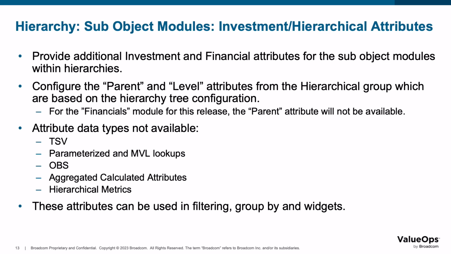The data types we're not exposing in the sub-object modules are the TSV, parameterized, and MVL lookups, OBS, aggregated calculated attributes, studio ones, and also 2 hierarchical metrics within the hierarchical tree. And these attributes can be used for filtering, group by, and widgets, which was kind of the main driver in adding these additional attributes to help customers get to the data they need.